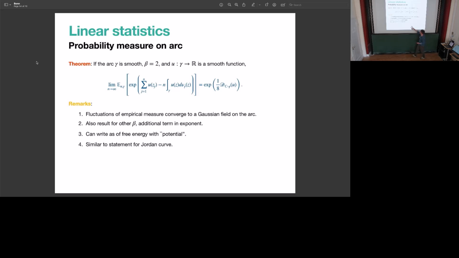So this somehow says that the fluctuations of the empirical measures of these points as n goes to infinity converge to the Gaussian field of the arc. And this was for beta equals 2. There's a result for other beta. Then you have like a correction to the mean. That's a bit complicated to describe. Yeah. And this is a similar statement for the Jordan curve.